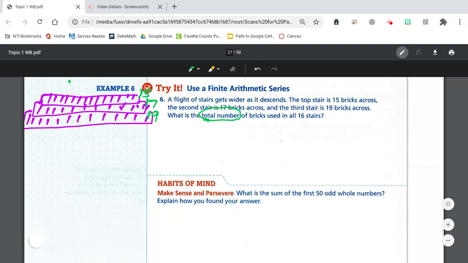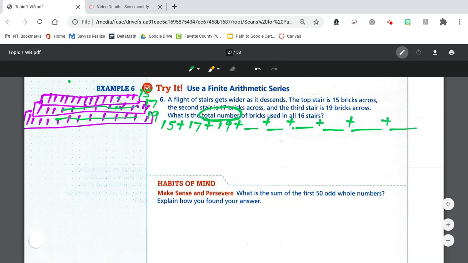Since they want the total number, they want me to add up the number of bricks in the first step, plus the number of bricks in the second step, plus the number of bricks in the third step, plus the number of bricks in the fourth. So pretty much they're wanting me to add 15 plus 17 plus 19 plus another number plus another number plus another number until we get to all 16 stairs. So that I can keep writing plus and then fill these in.